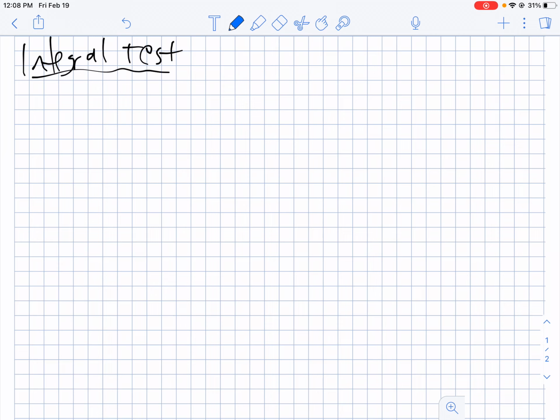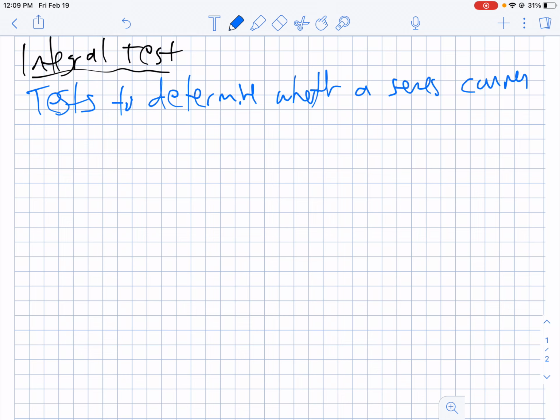So the first thing I want you to do is make a little table, and you should put this somewhere in your notes so you can refer back to it a lot. We're going to make a list of tests to determine whether a series converges or diverges. We've already learned one, and I'm going to put that in here first. Inside this table, we're going to have the name of the test, some hints on when to use that test, and then the results of that test.